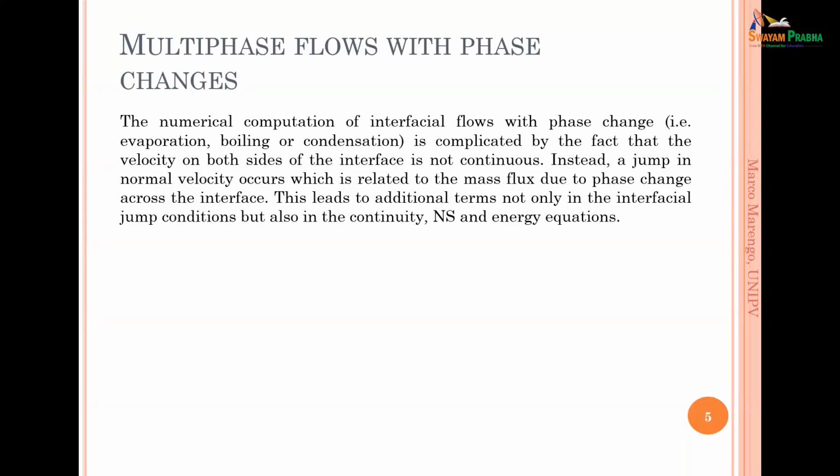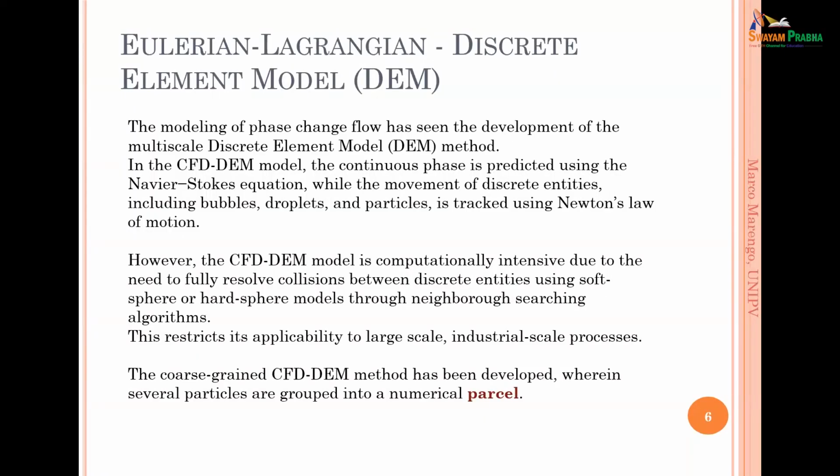Okay, so we have a jump in the normal velocity due to, for example, phase change. So the phase change is complicated in VOF or level set and so on because we have a jump not only in the velocity, but also in the temperature and, of course, in the pressure. Between liquid and vapor, of course, there is a jump in the pressure. So there is a jump in the temperature. So we need to work on this. It's not really a big issue, but we need to deal with it in the proper way.